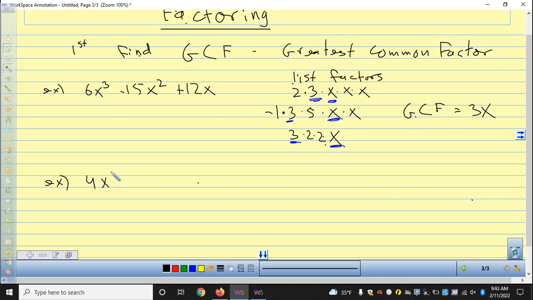4x to the fourth plus 8x to the third minus 16x plus 2. Actually, I'm going to do this. Plus 16x squared plus 2x.